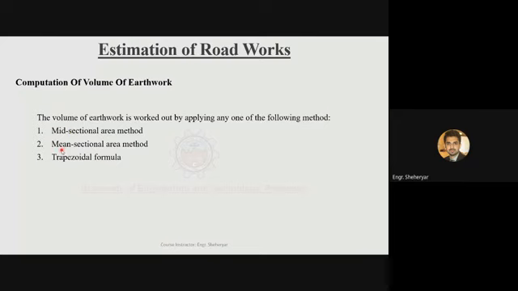In the mean sectional area method, you have to take the cross-sectional area of one end of the road, and then of the other end of the road, then take the average of those areas, and then multiply it with the length of the road segment, and you'll get the volume of that earthwork material. And we'll see the trapezoidal formula at the end.